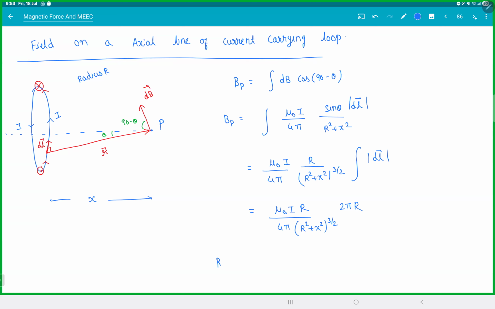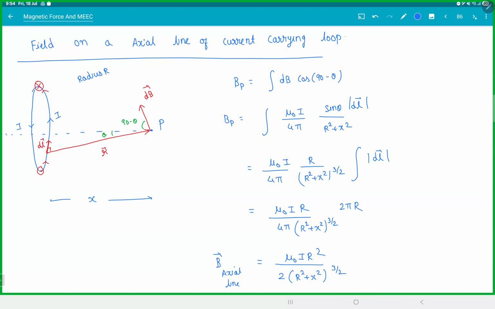There. So the field on the axial line is given by mu naught I r square by 2 times r square plus x square whole power 3 by 2. This is different from your electrostatics formula. Anyone remember the field in electrostatics? K q x by r square plus x square whole power 3 by 2. Do you remember where you get the maximum field? R by root 2. Yeah, you should remember all this, it's basics.